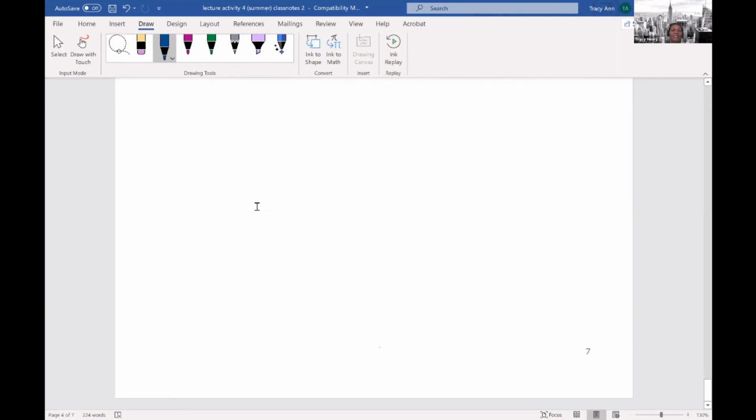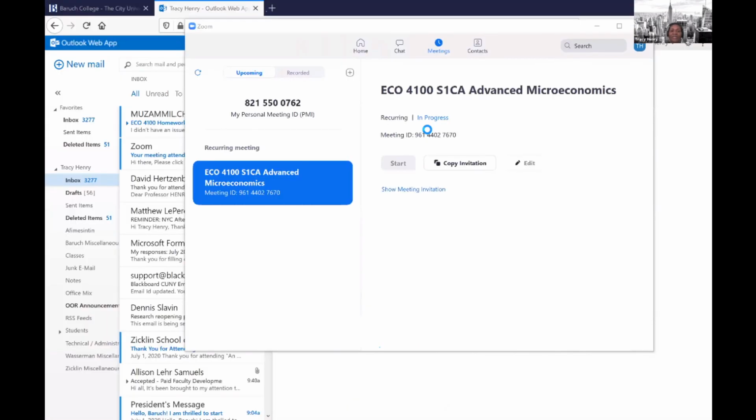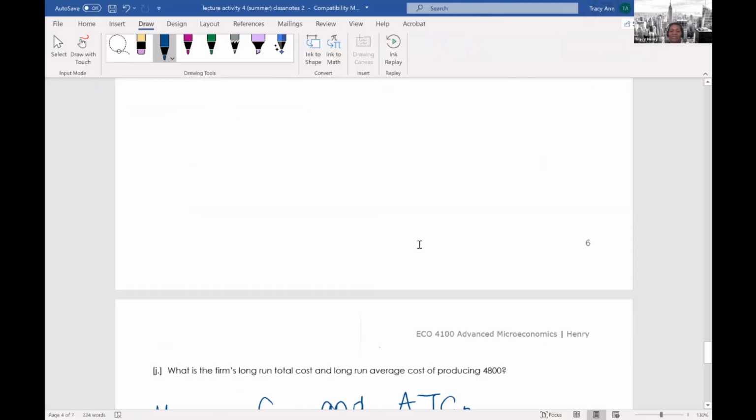All right, so this is the end of that classwork, lecture activity 4. I will still post the answer key. I know that some of us like to go over what was being done, so the answer key will be posted so that you can see it.